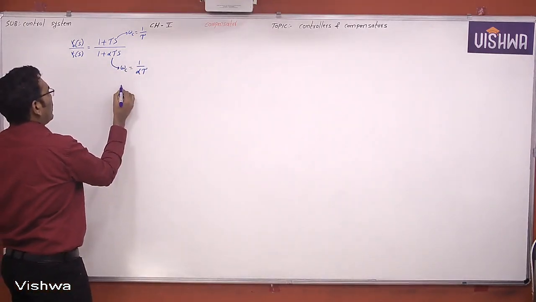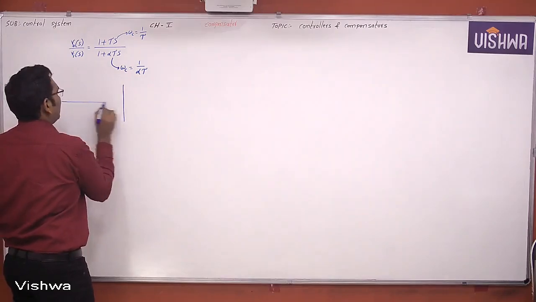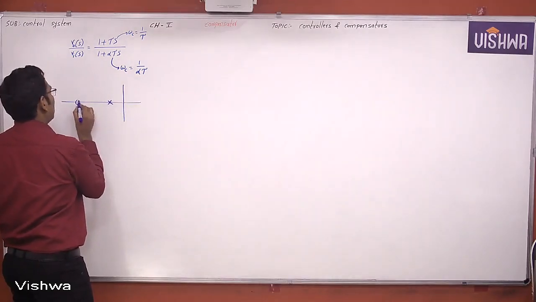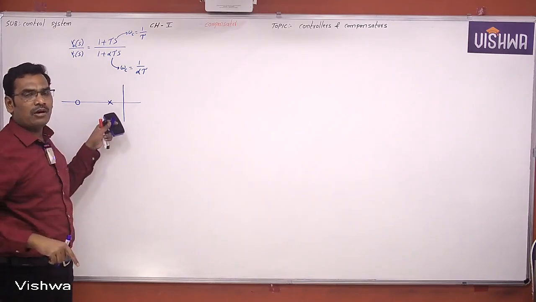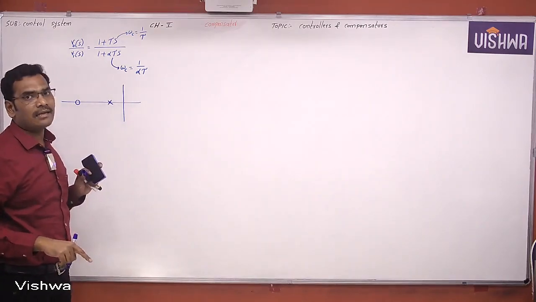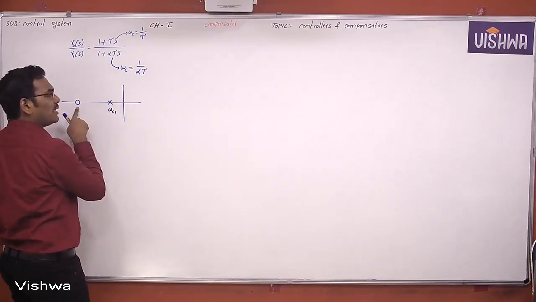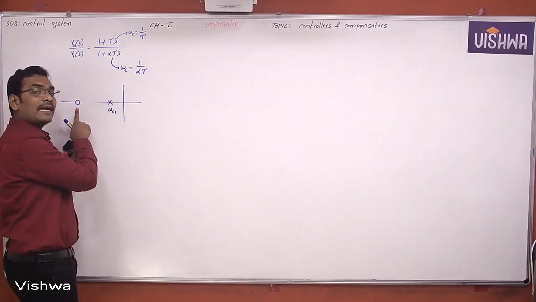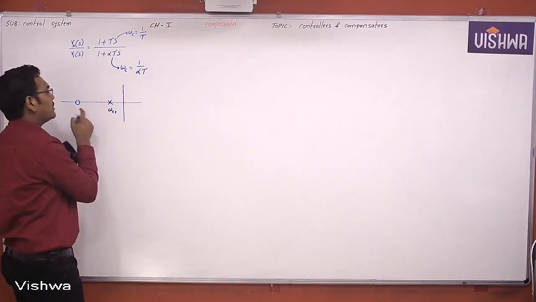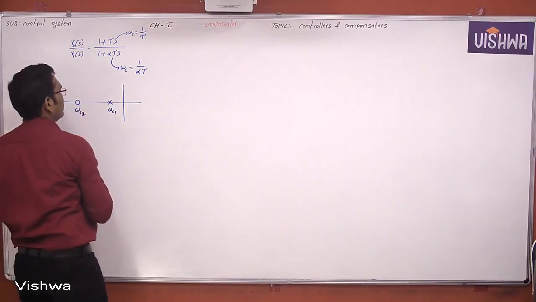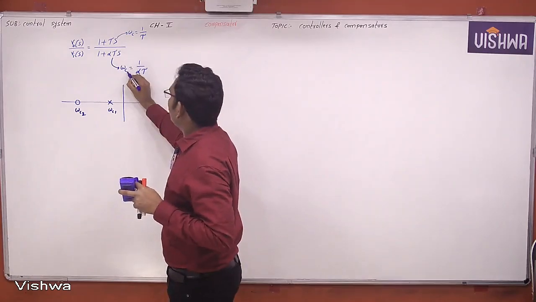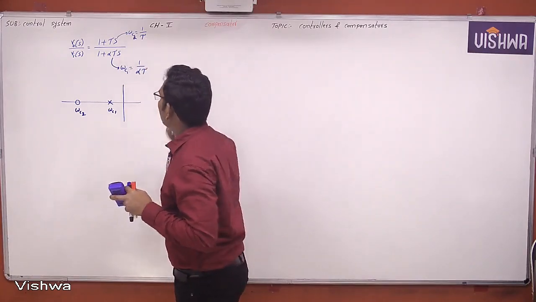Now the corner frequencies should be in ascending order. The first one is the pole, the next one is the zero. Which is nearer to the origin? That is having the highest time constant and the least corner frequency. The one away from the origin has the highest corner frequency and least time constant. Therefore, this is omega C2. So omega C1 belongs to the pole, omega C2 belongs to the zero.